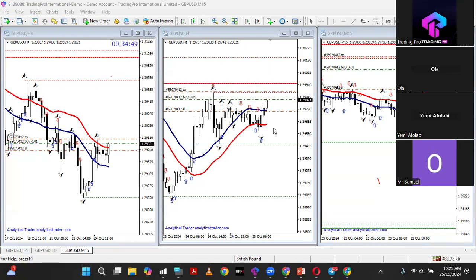One, on the 1 hour, price is not at the right place yet. On the 15 minute, which is your entry candle, your entry time frame, price is not in a bearish zone. So if you're taking a sell now, you're going to become Father Christmas, because most often than not, if you're selling or buying in the wrong place, the market is going to make you know and understand.